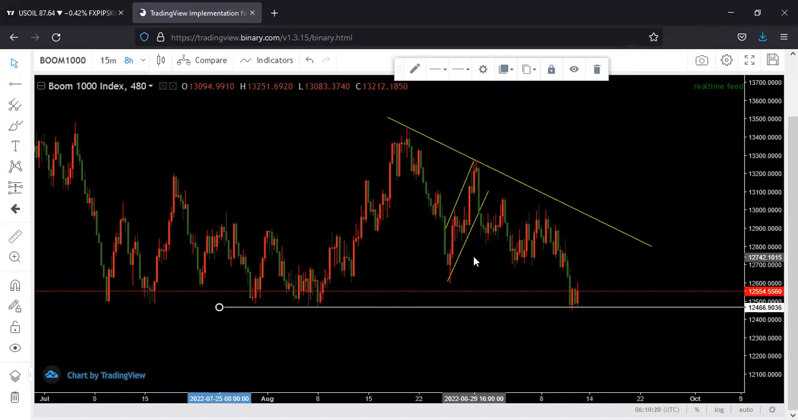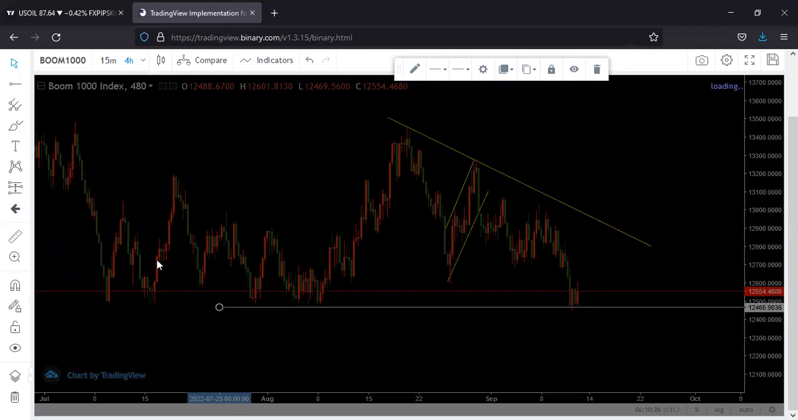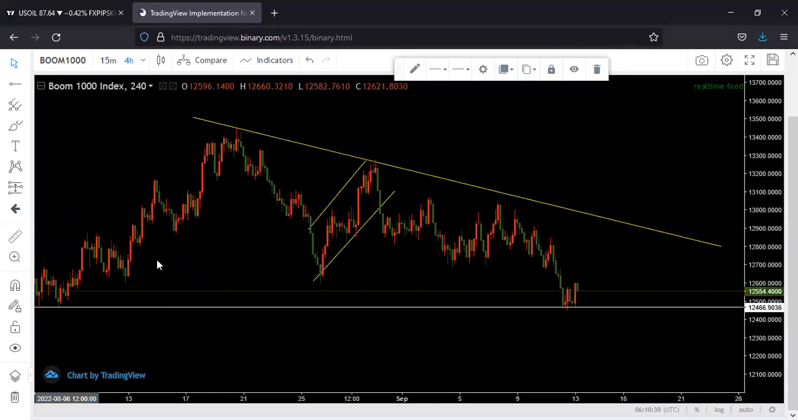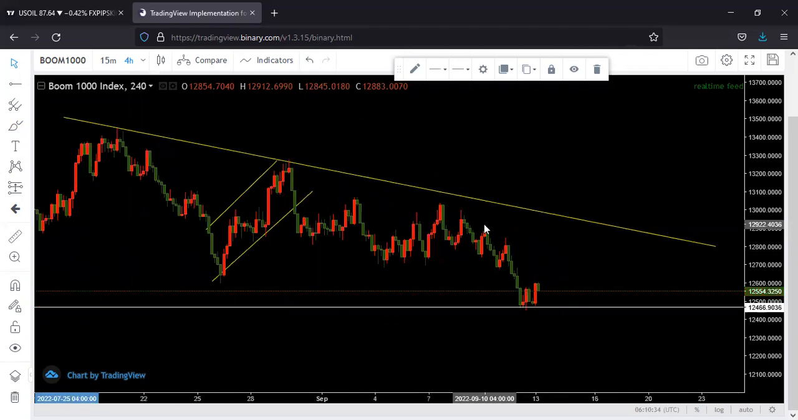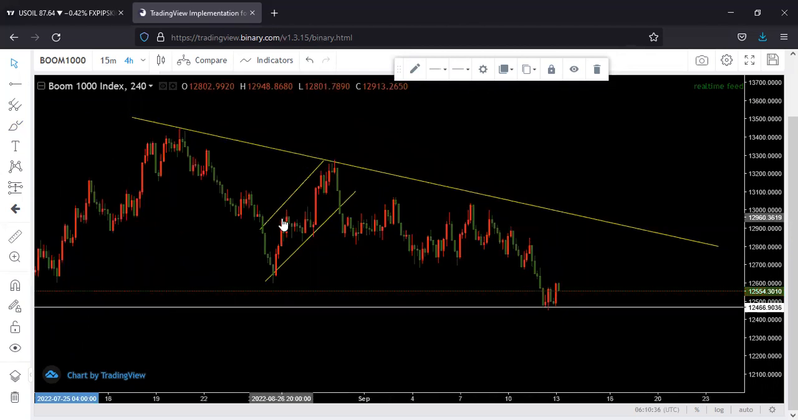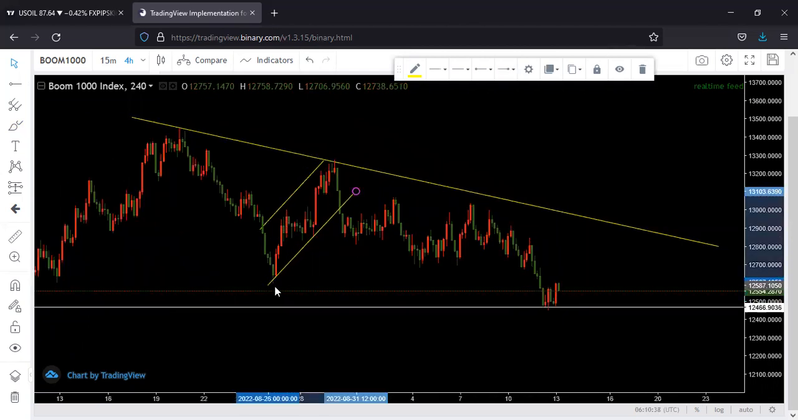So guys, what are we going to do next? Let us go to the 4 hours time frame. Just make sure you keep it simple and clear, brothers and sisters. This is how we keep it simple. So as usual, guys, what you have to do is just tweak your trend lines.